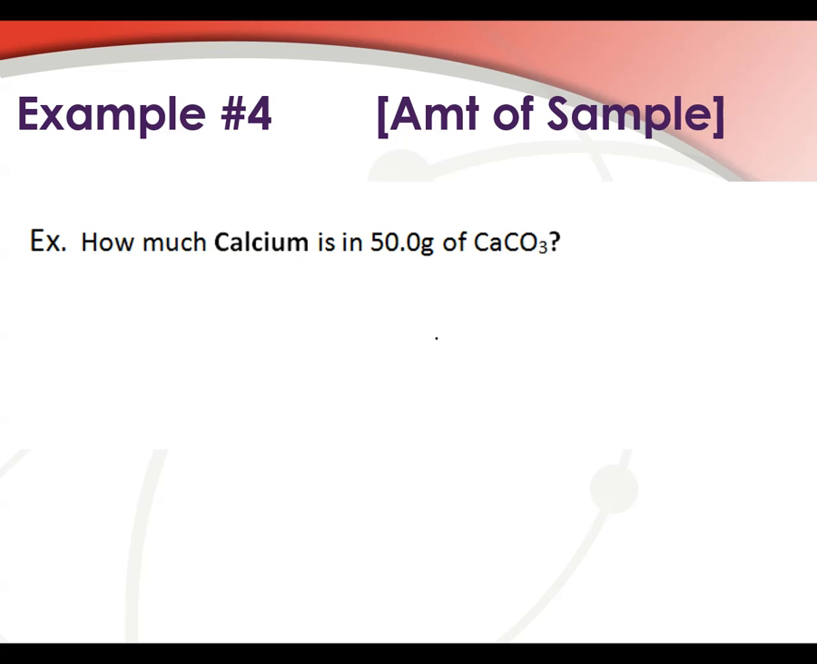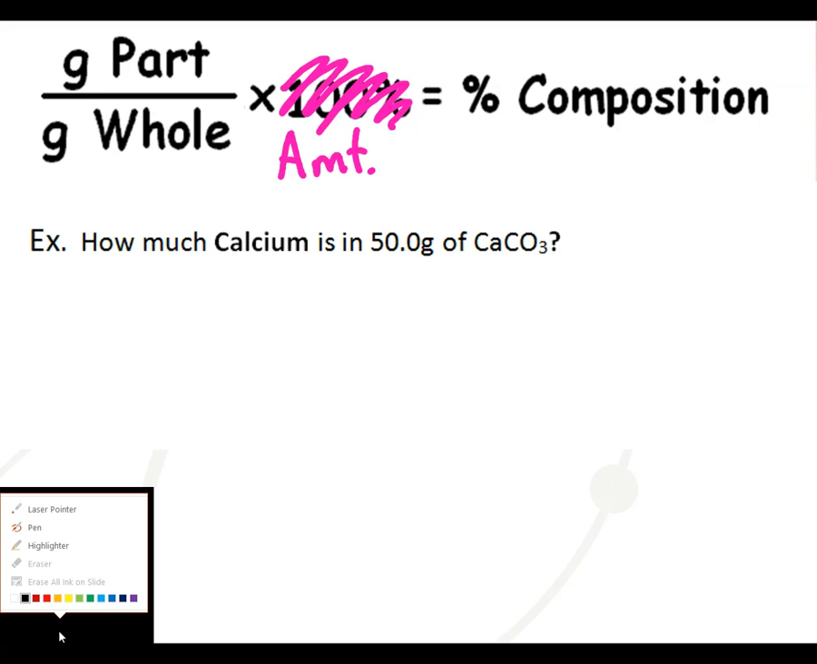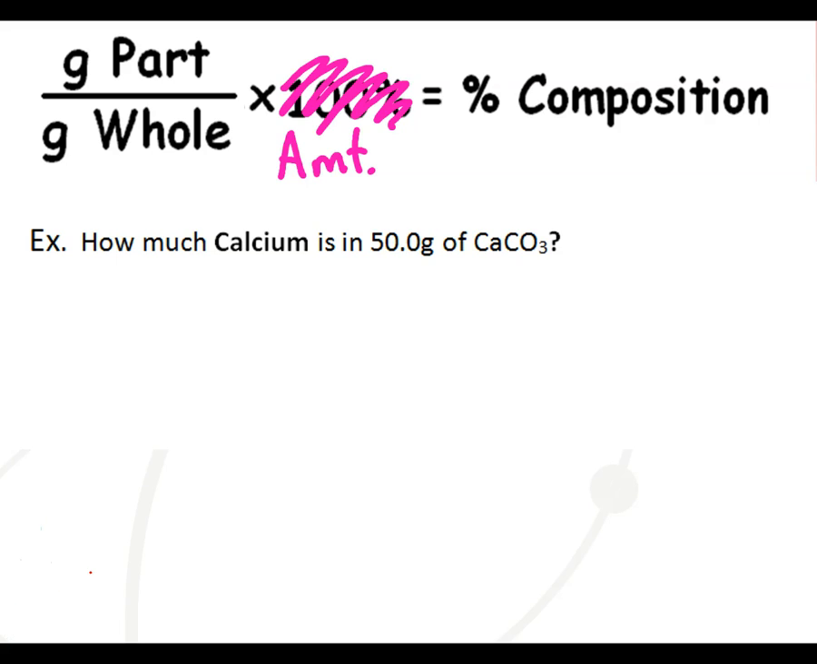Okay, now, when we have the amount of sample, we're going to actually wind up changing our formula a little bit. Because what we want is we have this amount here, and that's going to be more important than the percentage. So what you should do is literally just replace the 100% with whatever your amount is and base your sig digs off of that. So in this case, we're dealing with calcium in 50.0 grams of calcium carbonate. Turns out that's what that is.